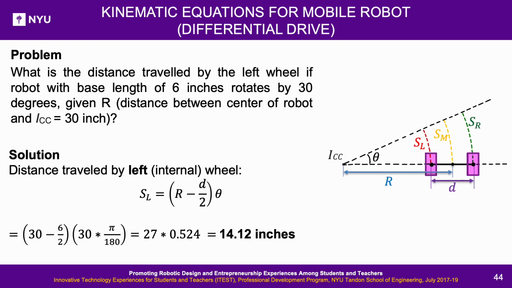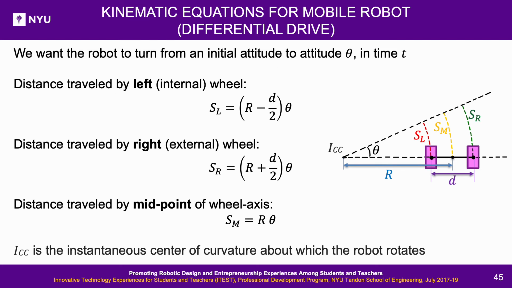Solution. Using the arc length formula, the radius for the arc length traveled by the left wheel is r minus d by 2, which comes out to be 27 inches. This radius times the angle in radians, 0.524 radians, gives the arc length as 14.12 inches. Recall the formulas for the distance traveled by the left wheel, right wheel, and midpoint of the wheel axis.